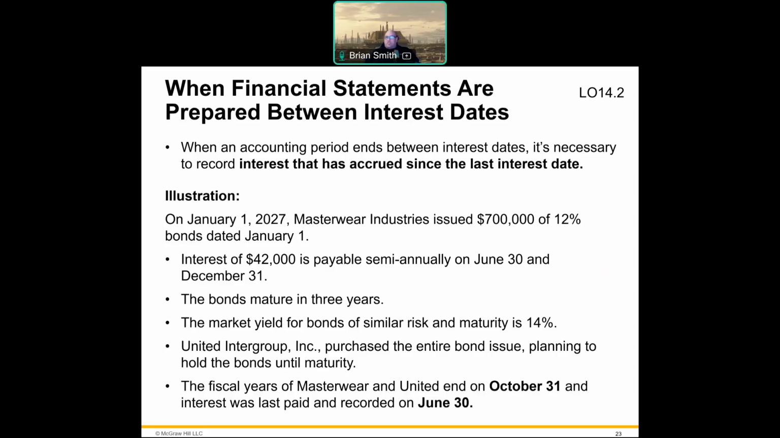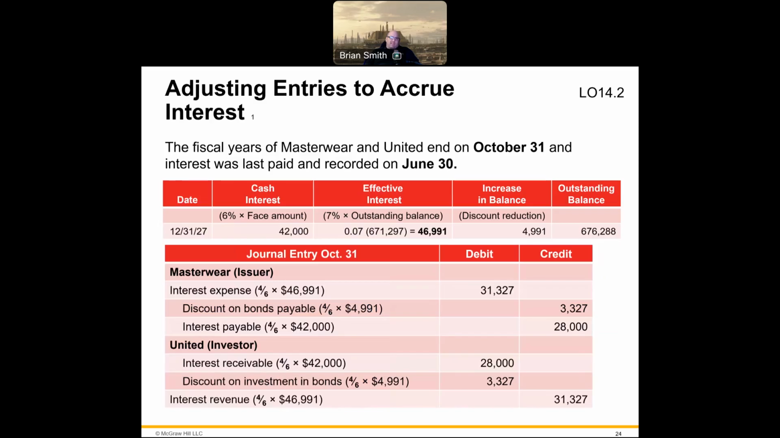All right, when financial statements are prepared between interest dates, the bottom line is you're going to have accrued interest and an adjustment to your discount or premium, depending on the circumstances. So we're looking at this situation. You can pause the video to read it.